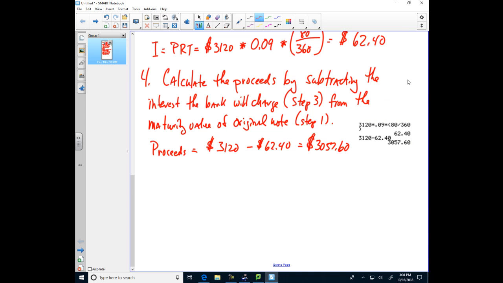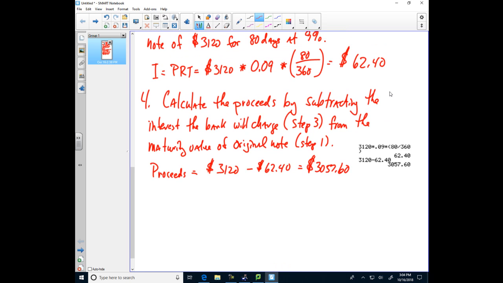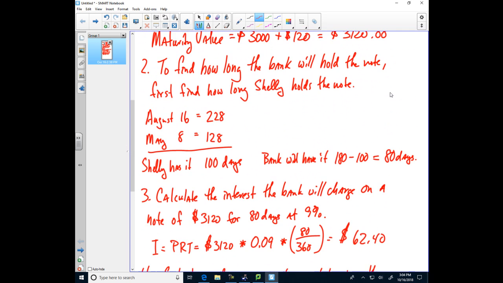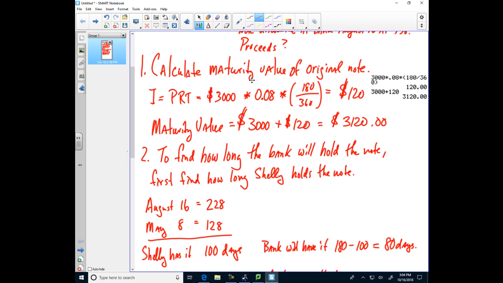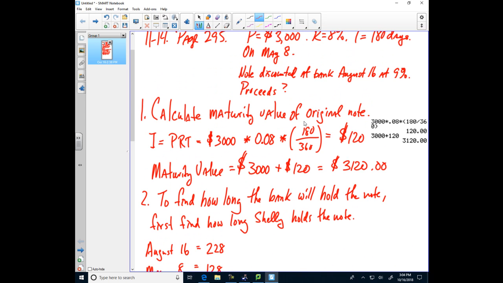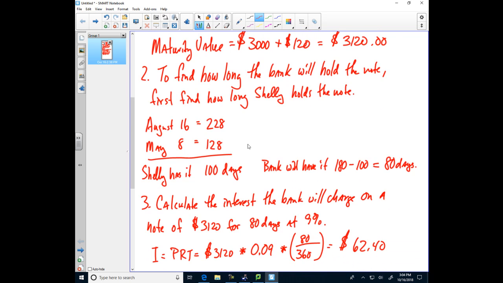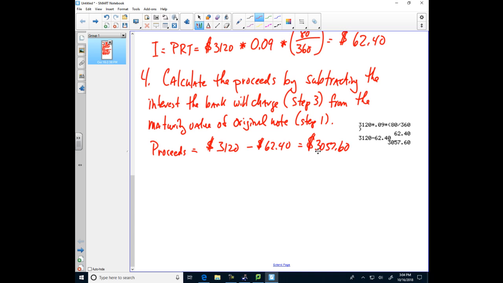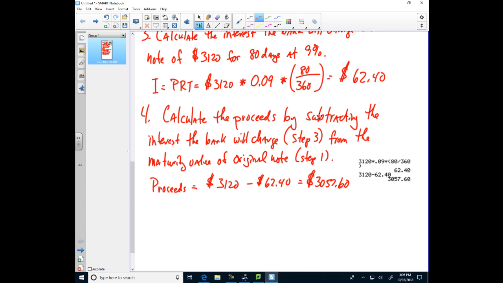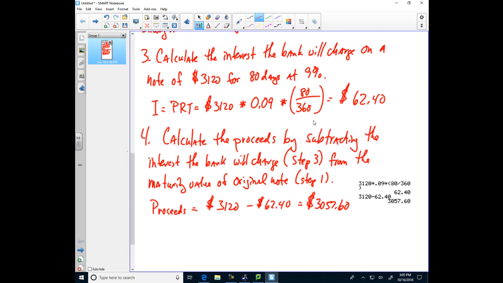Okay. Now let's think about this a minute. If Shelley had kept the note for the 180 days at 8%, she would have got, of course, her $3,000 plus $120 in interest. Now, down here, she's getting her $3,000 and $57.60 worth of interest. Now the difference is the bank is going to get the other part of the interest because the bank's got their money on the line for 80 days at a higher rate.